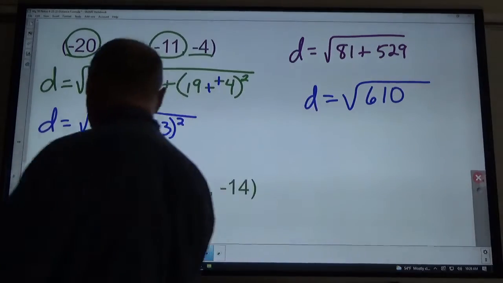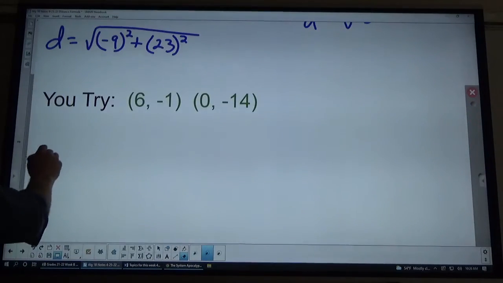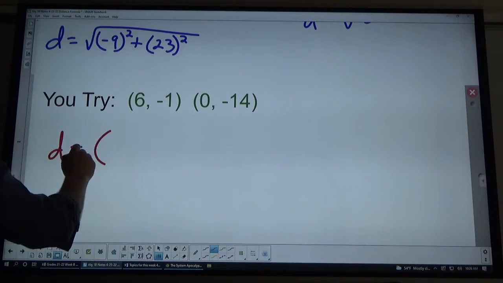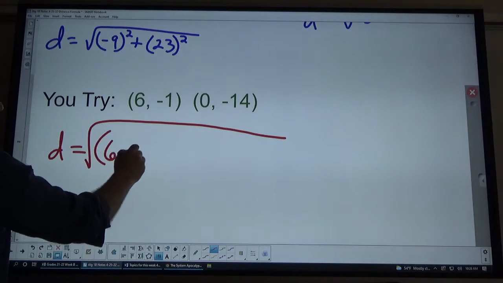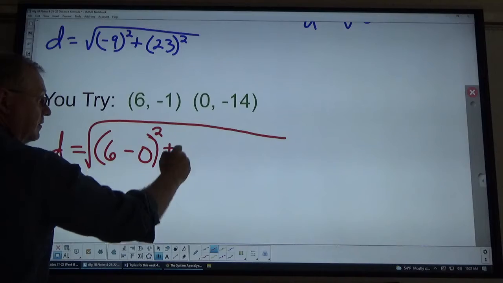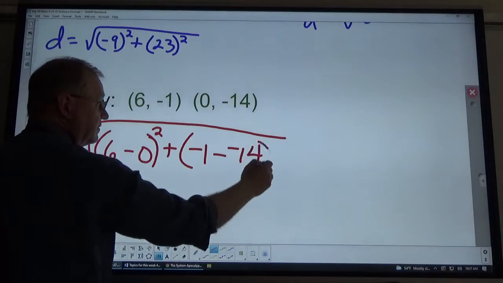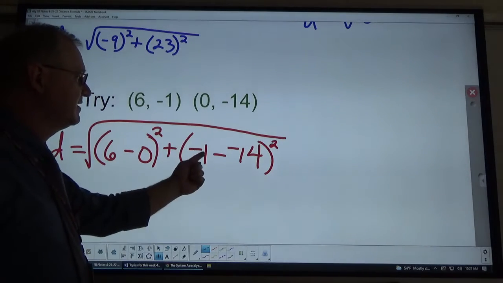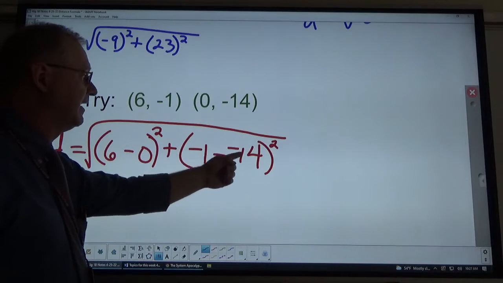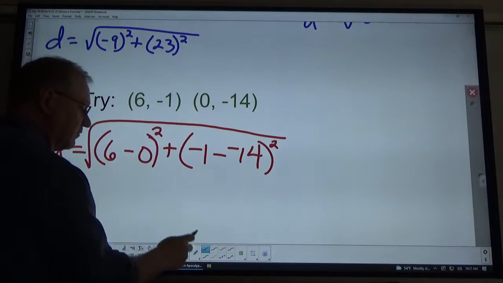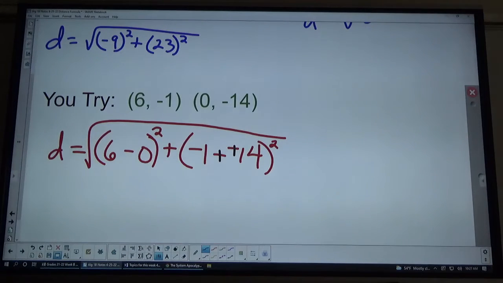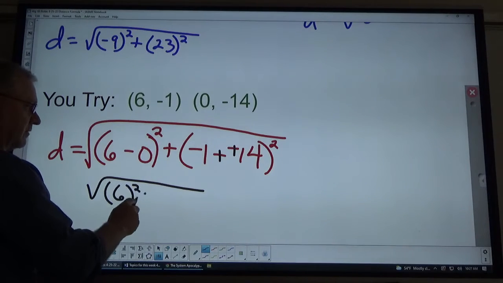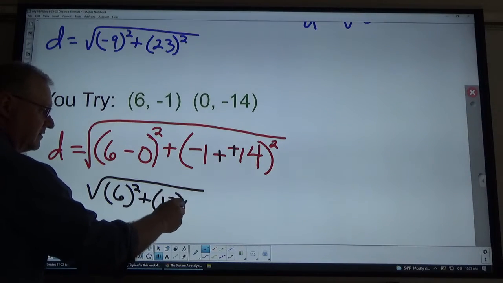All right, now that you've done that, let's see how well you did. 6 minus 0 squared, negative 1 minus negative 14 squared. Now, a common mistake I see students make all the time is they see so many negatives, they just go negative 1 and negative 14 and make negative 15. But that's not correct. You really should throw those double signs as to a plus positive. So that gets you 6 squared, and this is 13 squared.